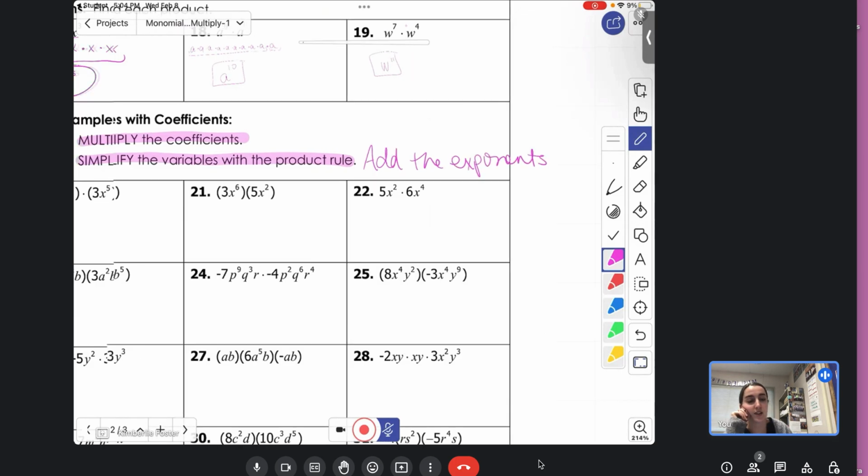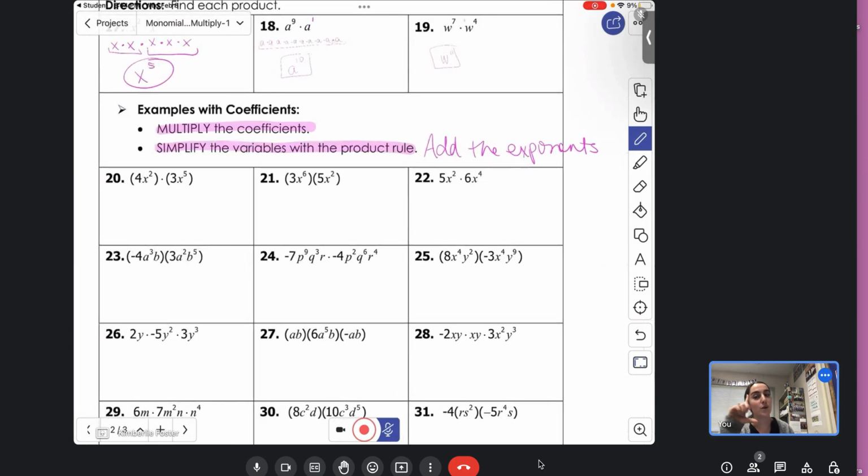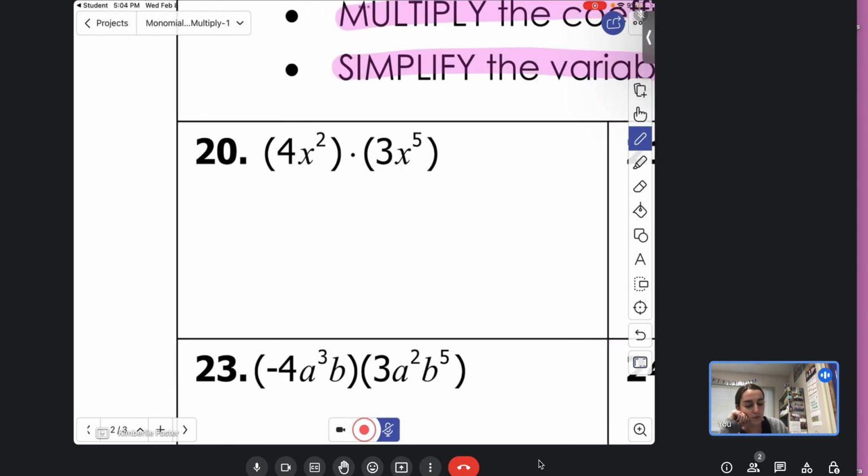If big words scare you, I like to say, multiply the big numbers, add the little numbers. Okay? Multiply the big numbers, add the little numbers. Okie dokie, here we go. So our coefficients, 4 and 3, we're going to multiply those like normal. 4 times 3 is 12.